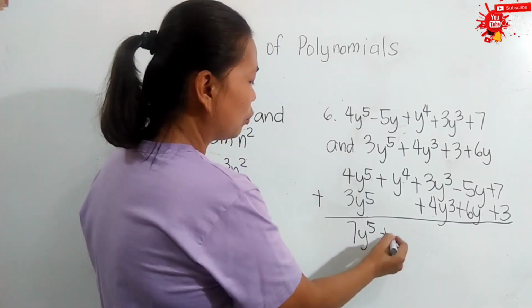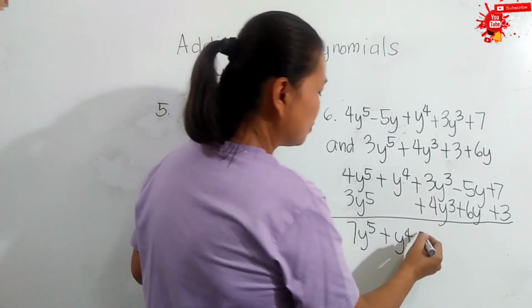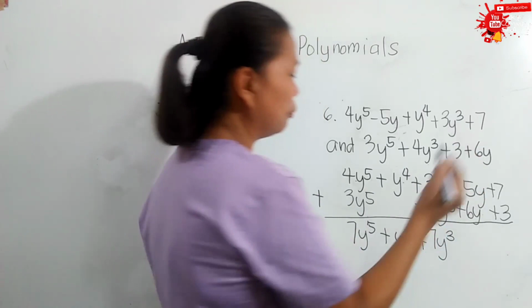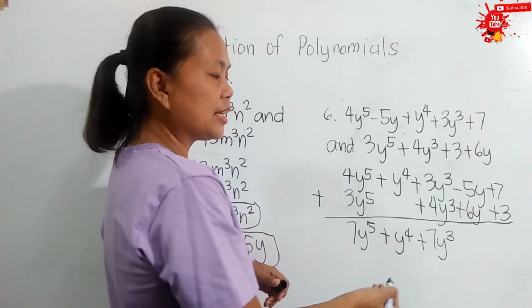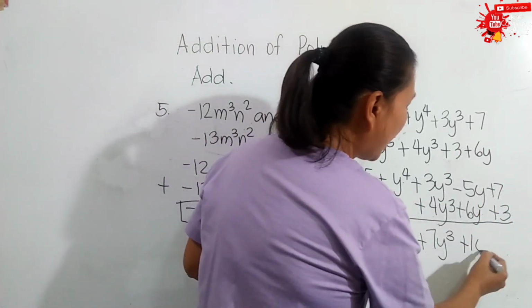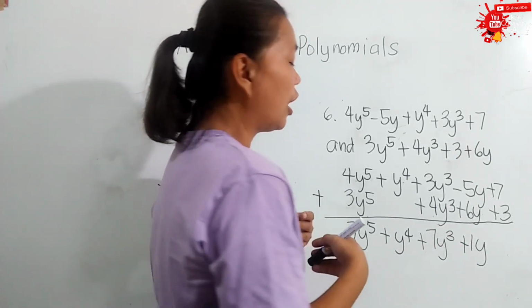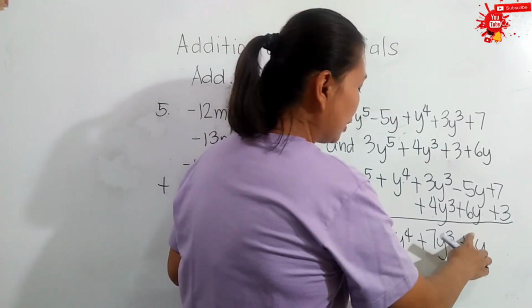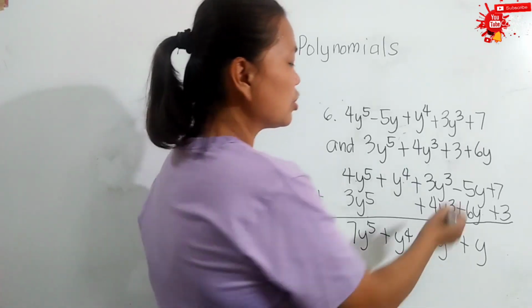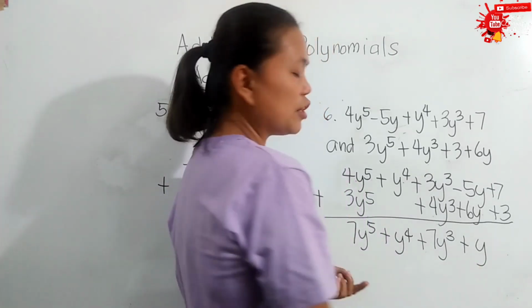Then we have to bring down y to the fourth. Then positive 3 plus positive 4. So we have positive 7y. The literal coefficient is y cubed. Then negative 5 plus positive 6. So we have here positive 1. Then the literal coefficient is y. If the numerical coefficient is 1, we can rewrite 1y as simply y. So negative 5 plus positive 6 is 1, and we affix the literal coefficient, which is y.